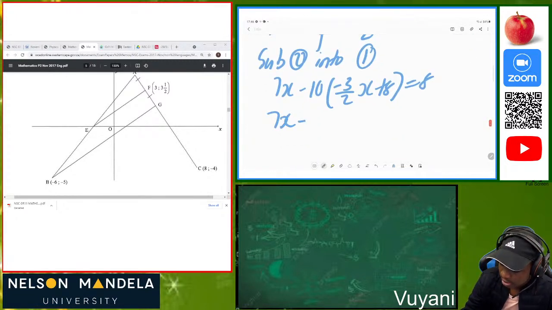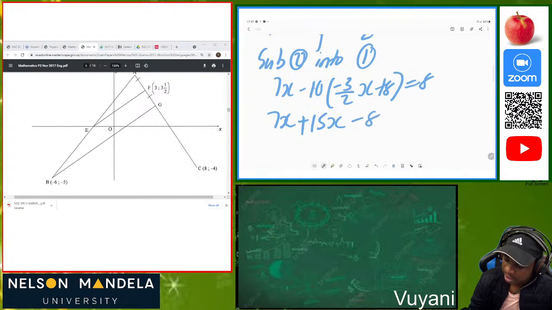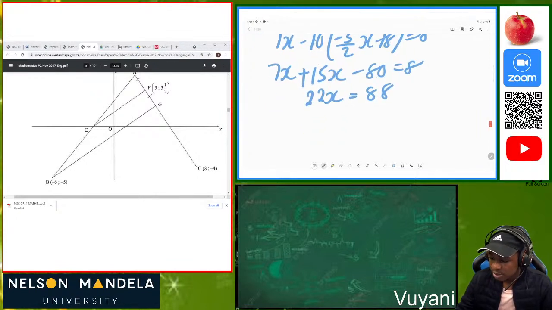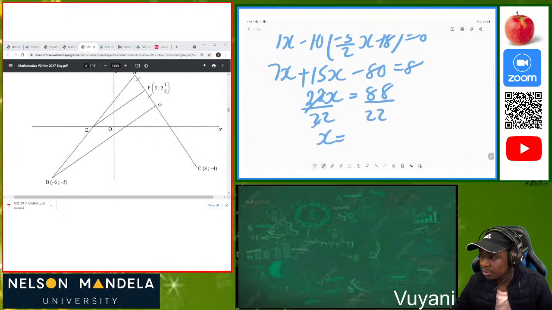Okay, let's solve for x. This will be negative 5 times negative 3, that's positive 15x. Then negative 10 times positive 8, that's negative 80, which is equal to 8. Then 7x plus 15x, we're going to have 22x equal to 8 plus 80, which is 88. Then we divide both sides by 22. Then we have our x coordinate to be, we use our calculators as well.